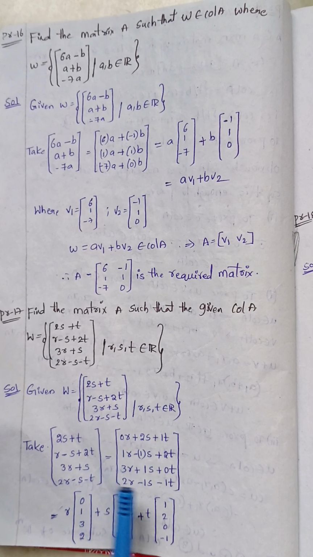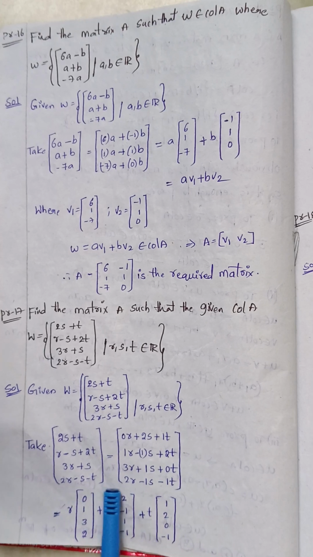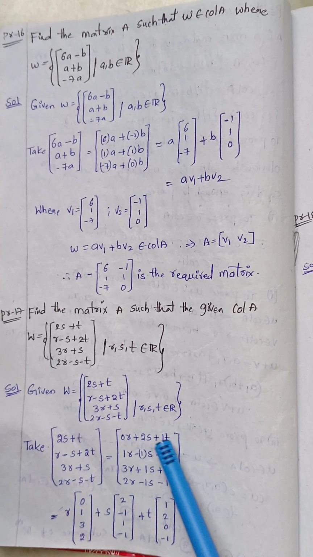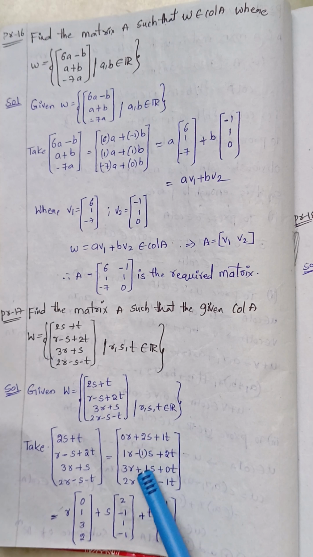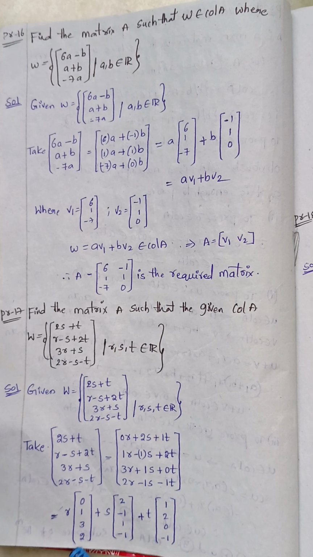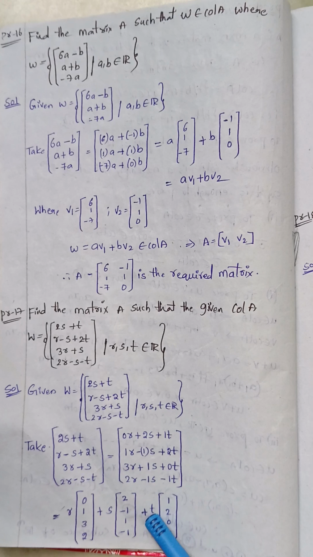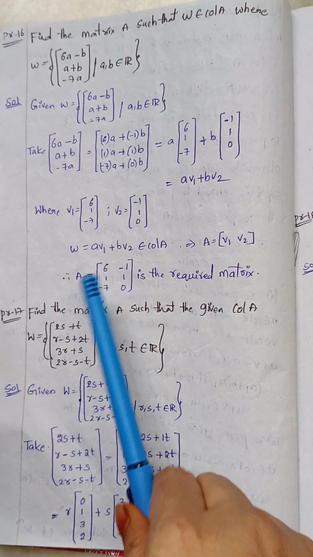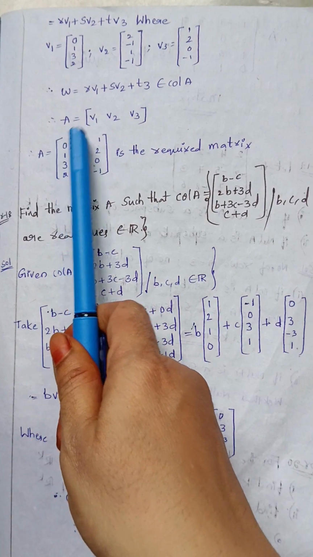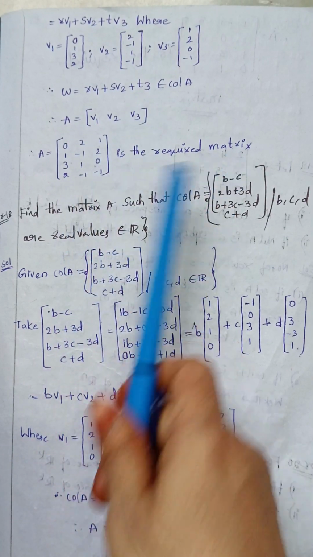Where r, s, t are not given, we write 0 times them. Now take r common, then the vector will be 0, 1, 3, 2. Similarly, s common means 2, minus 1, 1, minus 1. t common gives 1, 2, 0, minus 1. So we are getting three vectors, and this is the linear combination of these vectors. Then these vectors are nothing but the columns of matrix A. So A equals v1, v2, v3. This is the required matrix.